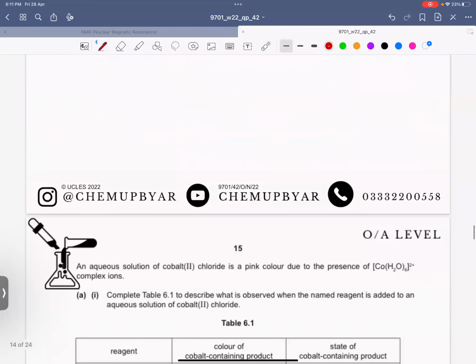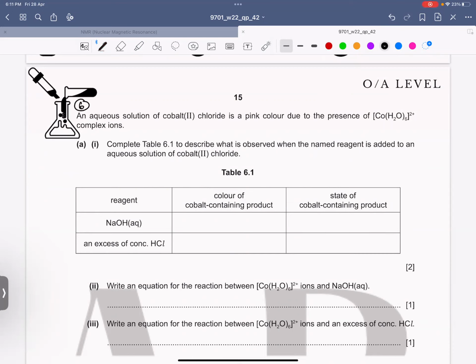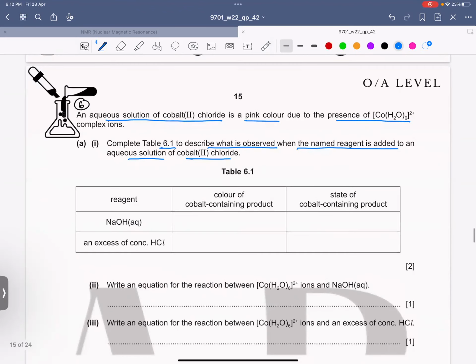Okay. Now, question number 6. An aqueous solution of cobalt 2 chloride is pink color due to the presence of hexa-aqua cobalt 2 complex ions. Table 6.1 describes what is observed when the named reagent is added to an aqueous solution of cobalt 2 chloride. So the color would be the same as when we do this with copper. When I add sodium hydroxide to copper, what would happen? A blue precipitate would form. In the same way, here the product containing cobalt would have a blue color, and it's a precipitate, so its state would be solid.